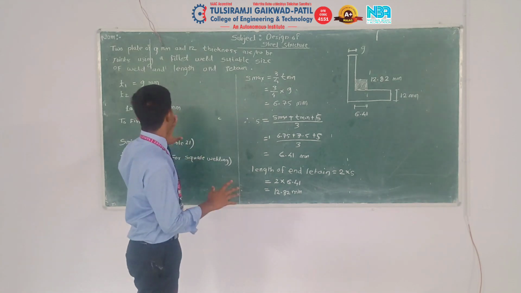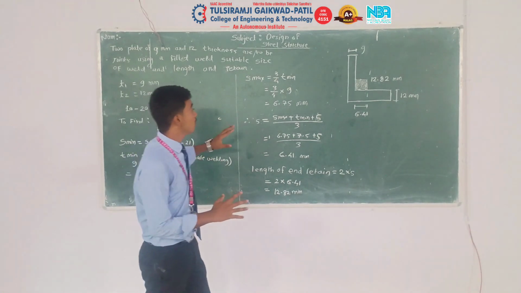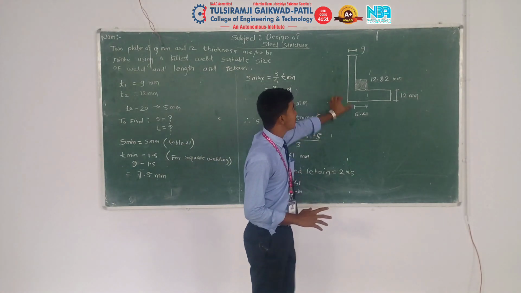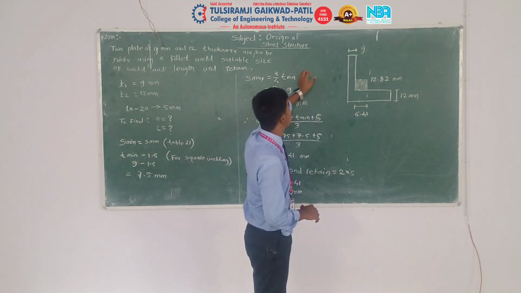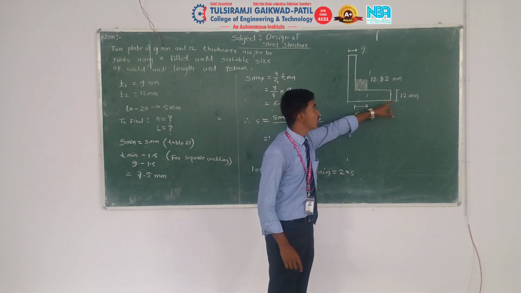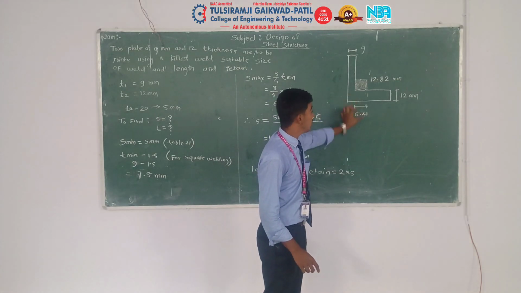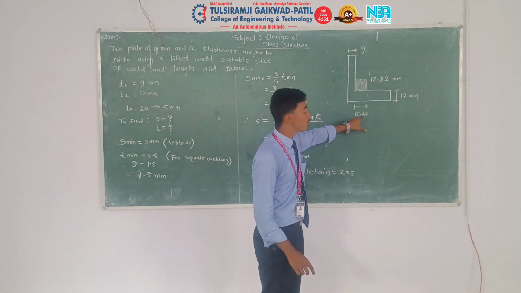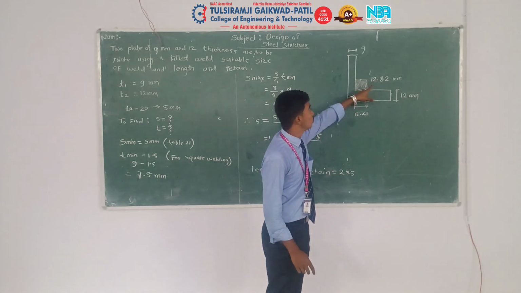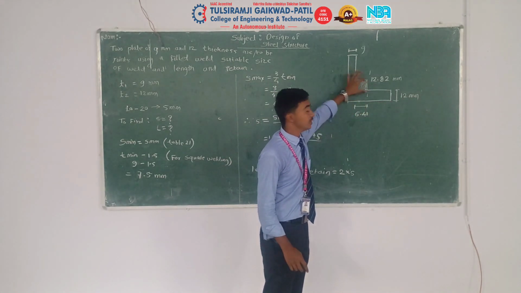Then we draw a diagram and put the values on it. This is a horizontal plate and this is a vertical plate. Horizontal plate thickness is 9 mm and vertical plate thickness is 12 mm. This is the weld size 6.41 and length is 12.82 mm. This is a welding joint.